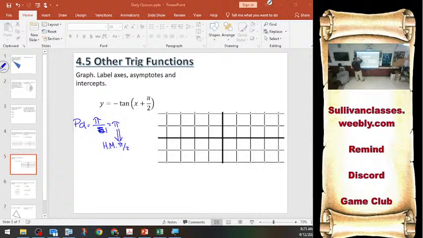The phase shift, negative c over b, is negative pi over 2 over 1, which is just negative pi over 2. So you could have just started with 0 in the middle, if there's anyone who did that. But most of us are more comfortable having negative pi over 2 as my phase shift.